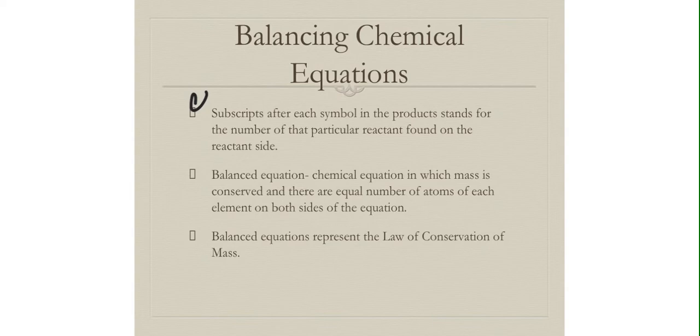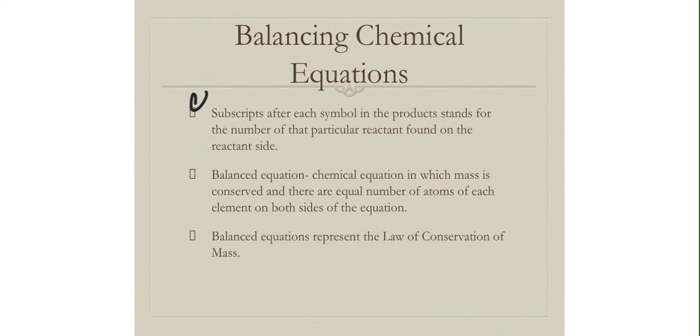So what is a balanced equation? A balanced equation is a chemical equation in which mass is conserved and there are equal numbers of atoms of each element on both sides of the equation. So basically, like I just said before, reactants equal products. That means if I have 2 carbon on the reactant side, I have to have 2 carbon on the product side. So this goes all back to the same idea.